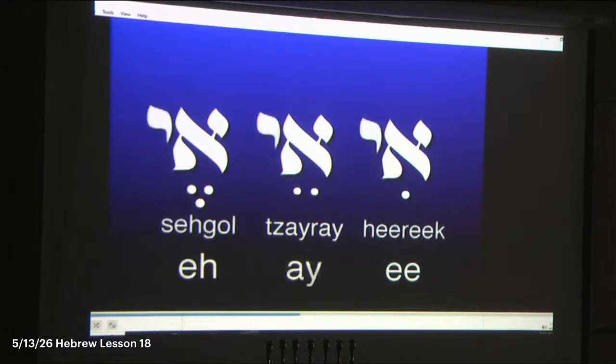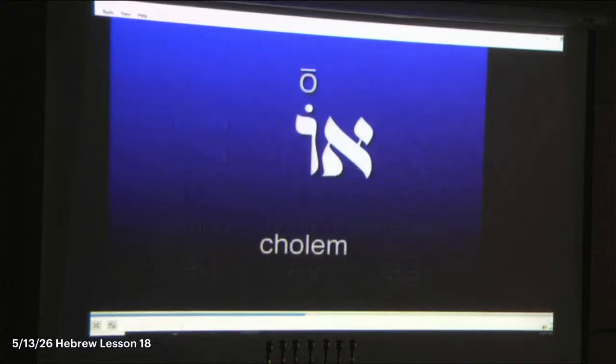You can add a yud to all of these vowels. If you add a yud to the hirik, it stays e. If you add a yud to the tsere, it is always a. And if you add a yud to a segol, it is always eh. If you add a yud to an o, to a cholam, it is oi.